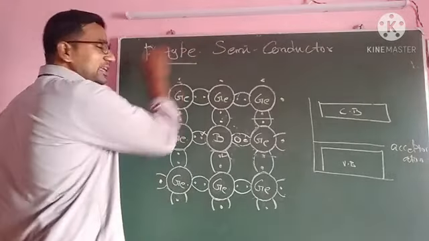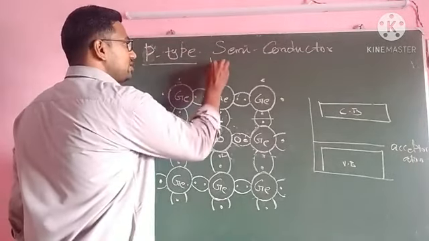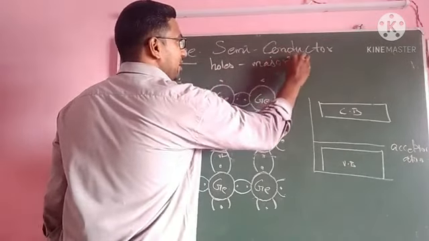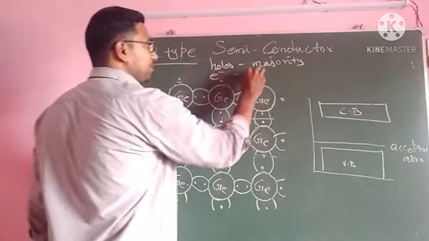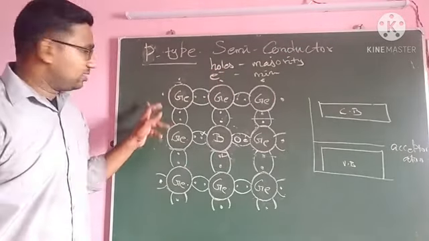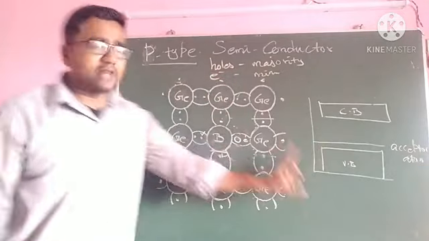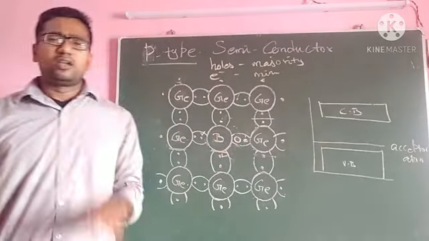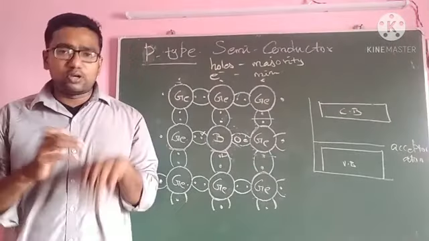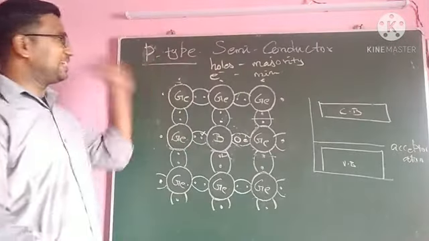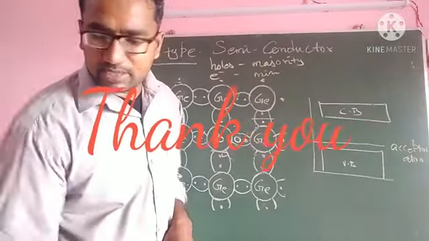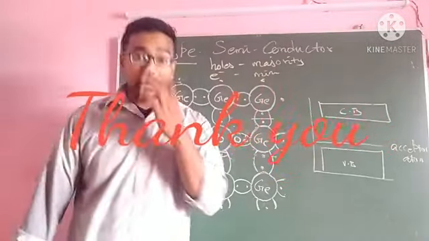Here, in a P-type semiconductor, holes are the majority carrier and electrons are the minority carrier. So that's why we call this the acceptor energy level and the acceptor atom. If you want more electrons, you can use the N-type semiconductor. If you want more holes, you can use the P-type semiconductor. These are the 2 types of semiconductor: one is N-type and the other is P-type semiconductor.